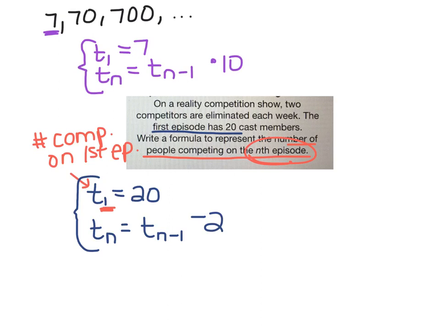The reason I pointed out that wording is if this had been worded slightly differently, if it had said something like to represent the number of people remaining after n weeks, then this would no longer be 20. If I asked you about how many people were remaining after 1 week, well, the first 2 people would have already been voted off the island. So we need to make sure that we're reading for understanding in those word problems. Okay, that's about it.